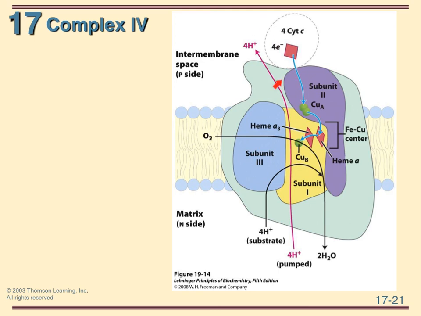So up to 4 electrons will ultimately be passed here. Cytochrome C, when it binds, is going to pass off the electrons through copper A. Copper A then will pass it off to the hemes, and it goes to heme A first, then heme A3. I don't know why there's not a heme A2, but there's not. And then it's going to pass it off to copper B.